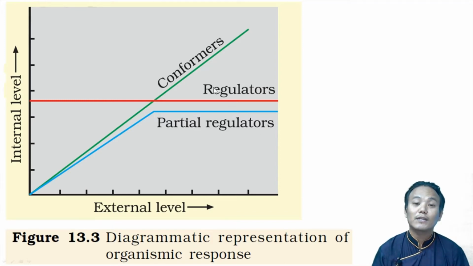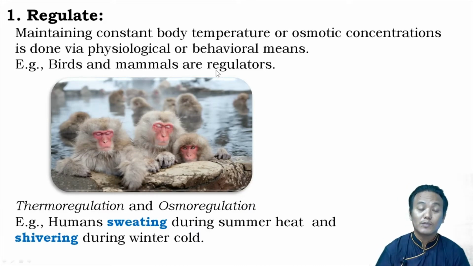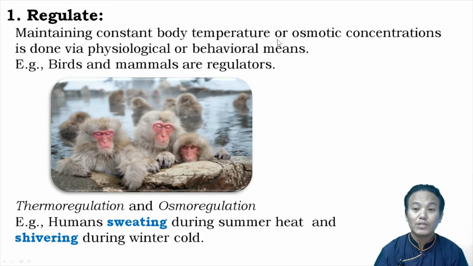Now let us first look at the regulators. How do they regulate? Some organisms like birds and mammals can maintain their homeostasis, which means they can maintain their own body temperature or osmotic concentrations through physiological or behavioral means. Therefore they are called regulators. And we human beings are also regulators. We maintain our own body temperature or osmotic concentrations through processes called thermoregulation and osmoregulation. Through thermoregulation we maintain our body temperature, and through osmoregulation we maintain our body's osmotic concentrations.